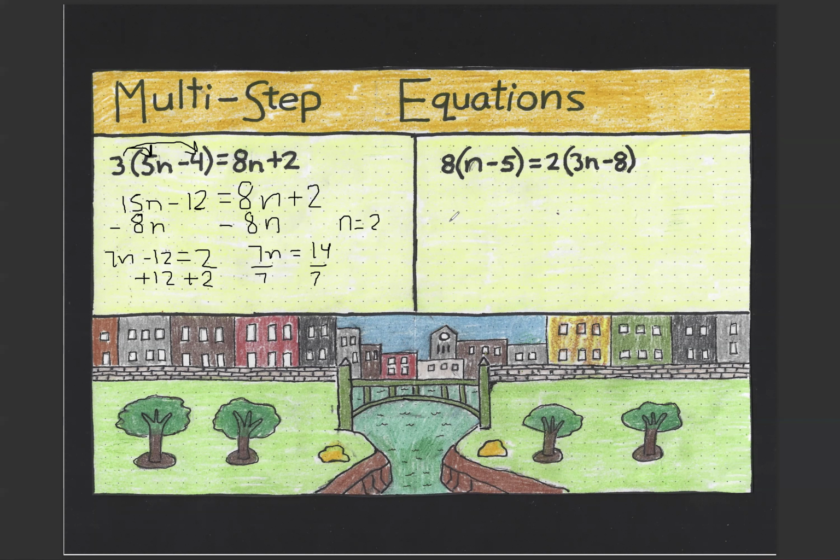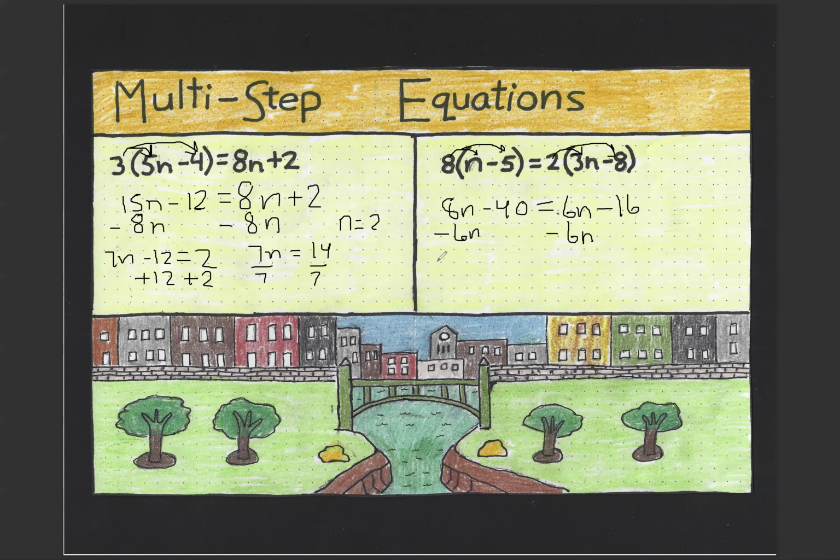Now let's move on to 8 times the quantity of n minus 5 is equal to 2 times the quantity of 3n minus 8. And let us distribute this 8 inside the parentheses, in which we'll find ourselves having 8n minus 40 is going to be equal to, and we're going to distribute that 2 inside the parentheses, and it's going to be equal to 6n minus 16.